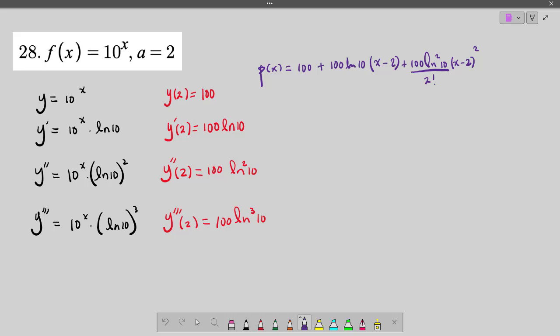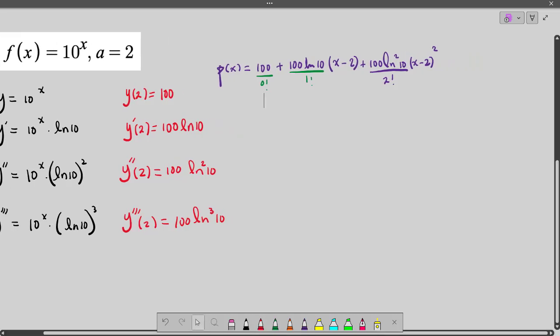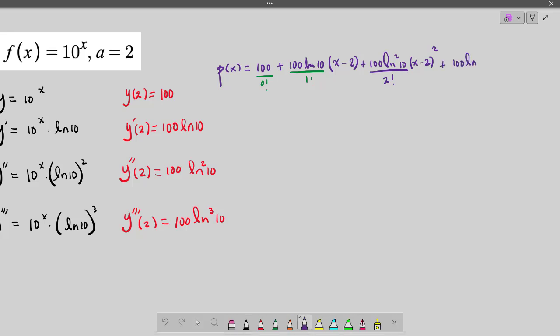And of course you don't have to, but you can always think in your mind, you can see the pattern here. You can think of it as starting at 0 factorial, which is 1, and 1 factorial is 1. So if you wanted to, you can underscore the pattern by putting all those in. You obviously don't have to. And then our next coefficient is 100 natural log cubed of 10 divided by 3 factorial multiplied by x minus 2 cubed, and then plus dot, dot, dot. So there is our Taylor series for that function.